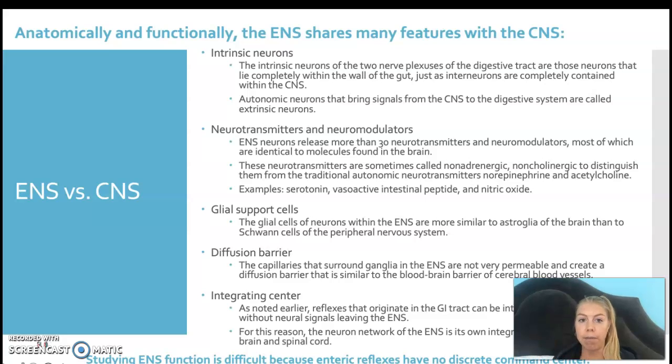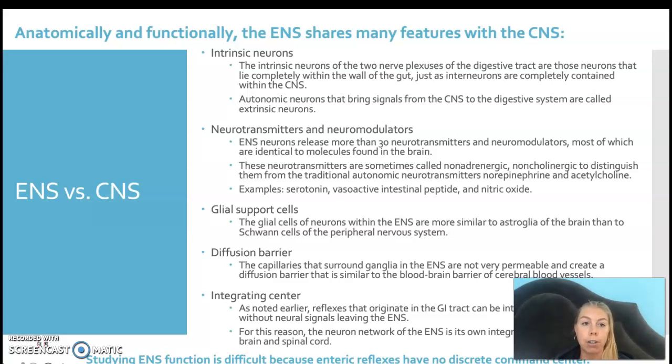So anatomically and functionally, the enteric nervous system shares many features with the central nervous system. First is intrinsic neurons. Intrinsic neurons of the two nerve plexuses in the digestive tract are those neurons that lie completely within the wall of the gut, just as interneurons are completely contained within the central nervous system. Autonomic neurons that bring signals from the central nervous system to the digestive system are called extrinsic neurons.